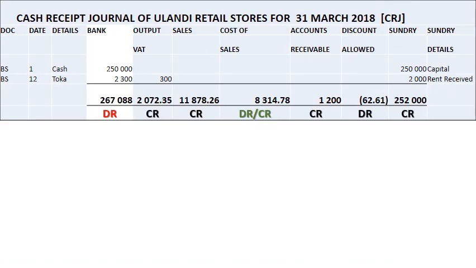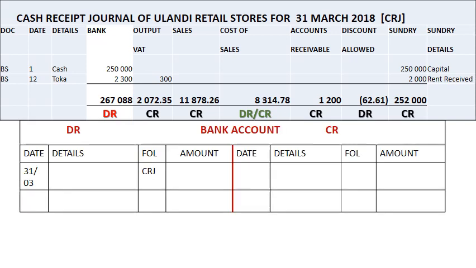Now that we have resolved the debits and the credits in the journals, we will start with a process called posting into the general ledger, by posting first the cash journals. We are in the cash receipt journal. We will start by posting first the bank column. We will open up a bank account in the general ledger using the T format.